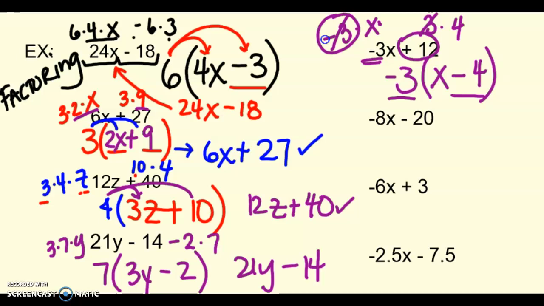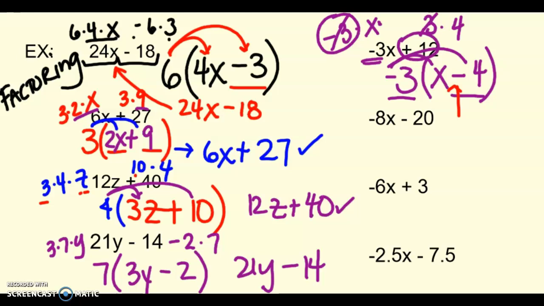So when I check this and distribute, negative 3 times x, cool, negative 3 times negative 4 makes positive 12. So you just have to pay attention to this sign a little bit more when you have a negative in the front. Okay, I'll do another one.